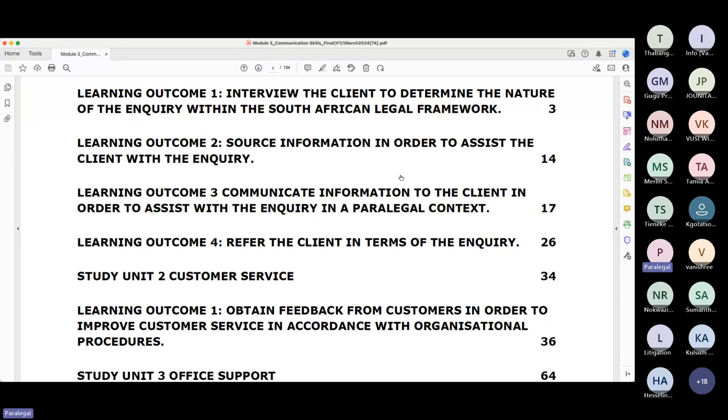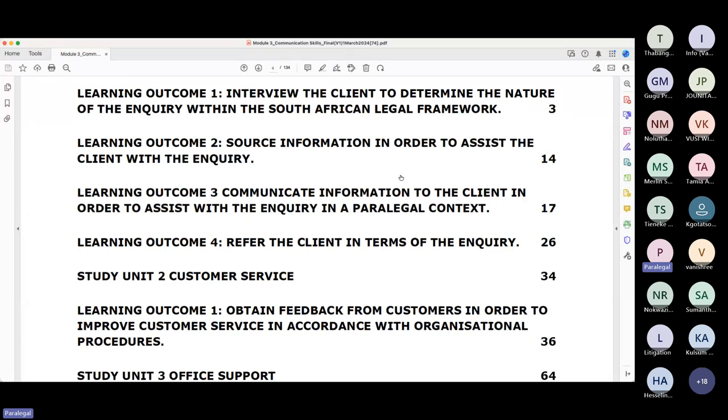You realize then that in as much as at outcome one, we are looking at you interviewing the client. And interview is not about the job interview. It's generally, think of it as fact-finding communication. So a person walks in and they want to find information. And we'll look at that when we go through the study guide just now. The second thing, we look at sources of information in order to assist the client with inquiry.